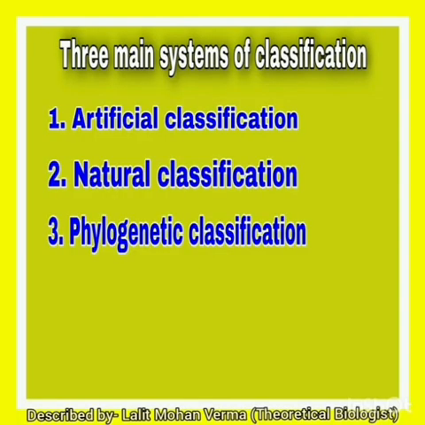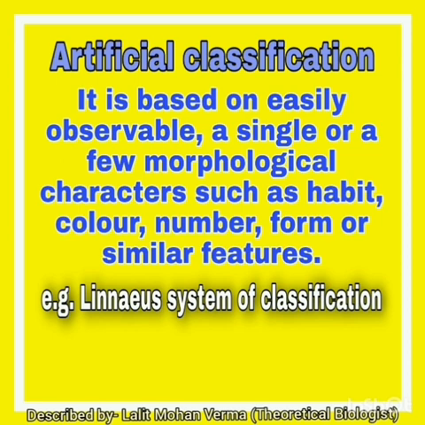Today, I am going to discuss three main systems of classification. Number one, artificial system of classification. Second, natural system of classification. And third, phylogenetic classification. First one is artificial system of classification.